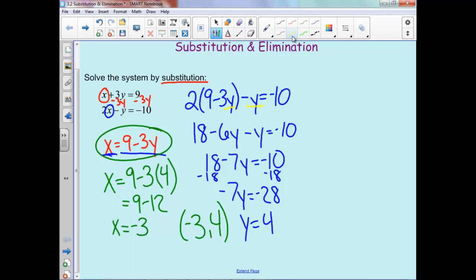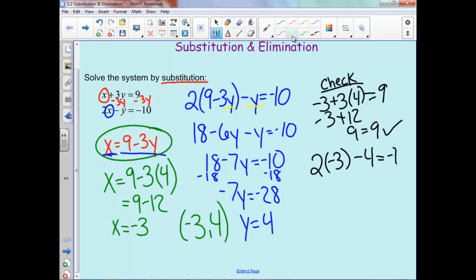But what we still need to do is check it to make sure that this is correct. And so to check it, we still need to plug this into both equations and make sure it works. So using our first equation, it works in the first equation. Trying the second equation, it also works since it checks in both.